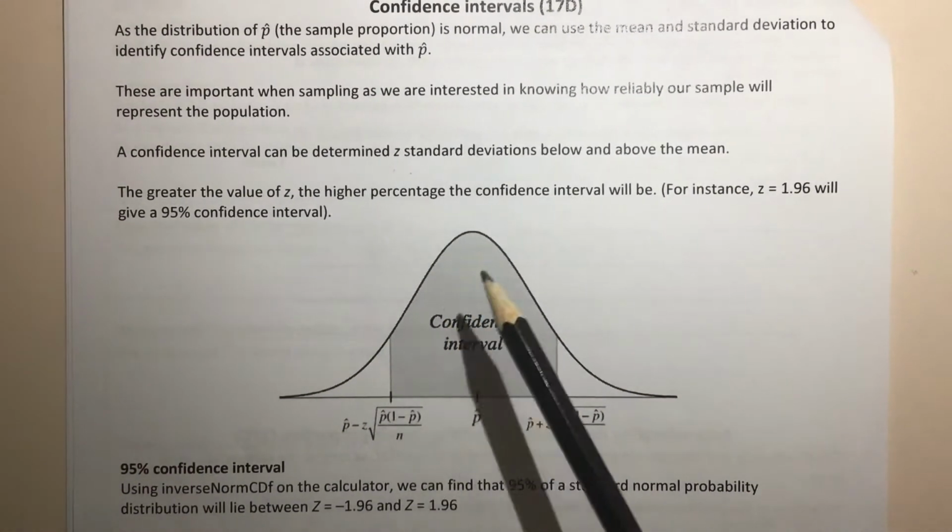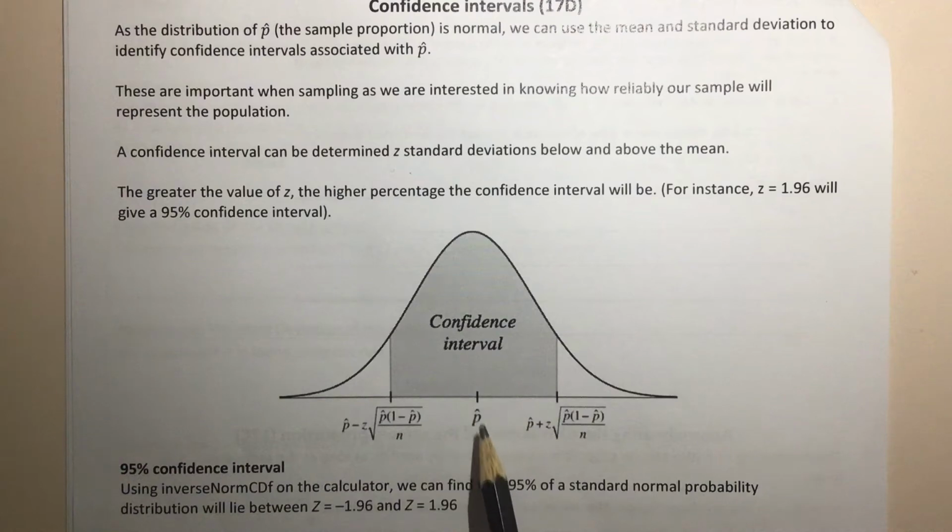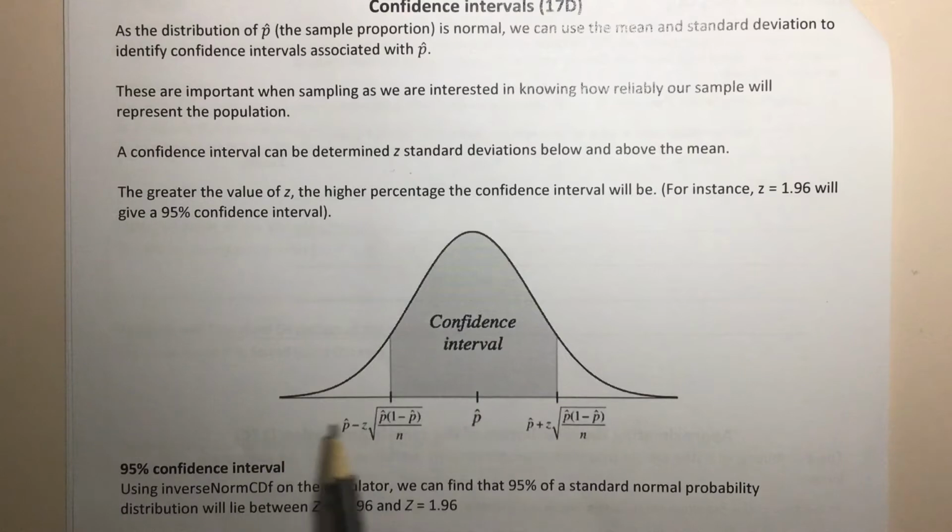In terms of what this might look like on a bell curve, if p hat is our sample proportion, the proportion that we get for a particular sample, that's going to sit right in the middle, and the distribution of p hat is normally distributed. Our confidence interval can be found by starting from p hat and subtracting the standard deviation multiplied by Z. That'll be the lower end of our confidence interval. The upper end of our confidence interval will be p hat plus Z times the standard deviation. So we're adding and subtracting the same multiple of the standard deviation on either side to give us an interval where we're pretty confident that the population proportion would actually sit within.